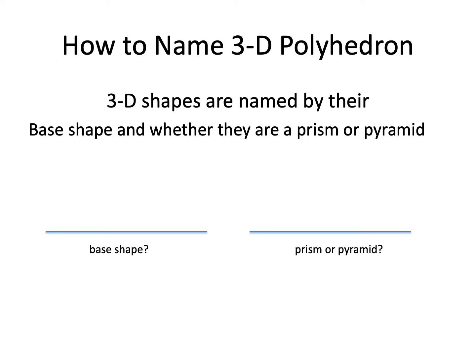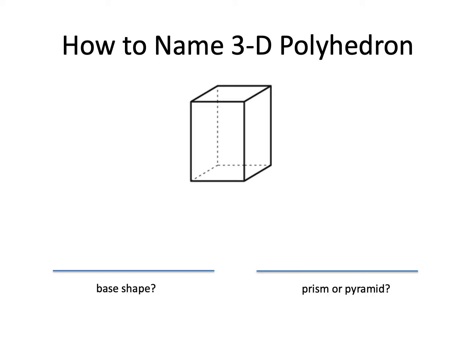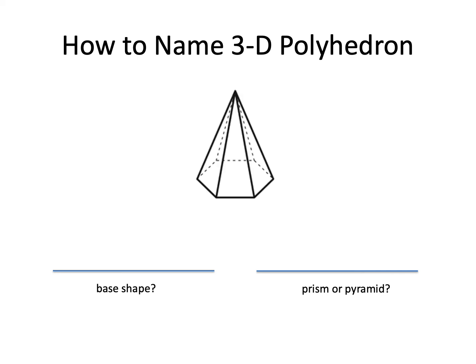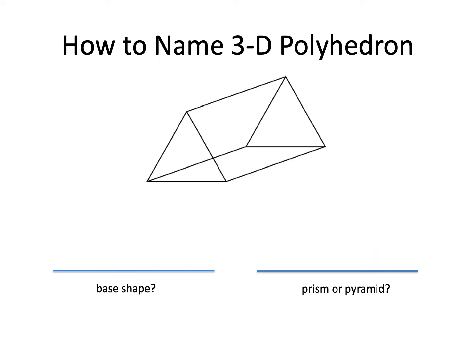How do we name a 3D polyhedron? Well, 3D shapes are named by their base shape and whether they are a prism or a pyramid. For example, this has a rectangular base and it is a prism because it has rectangular faces. This shape has a hexagonal base. It is a pyramid, so we call it a hexagonal pyramid. This shape has a triangular base. There are only 2 triangles, a triangular prism.